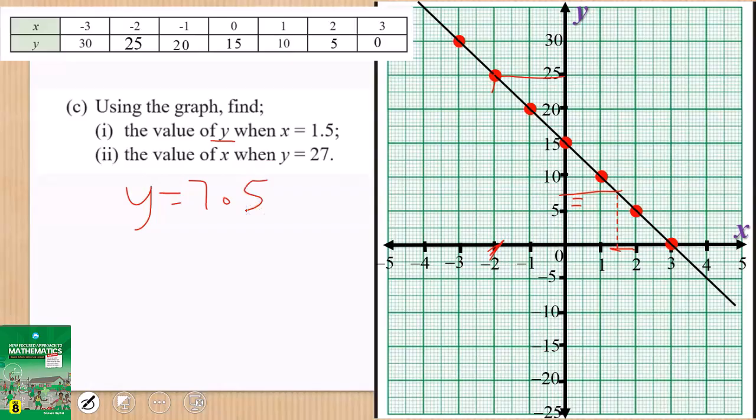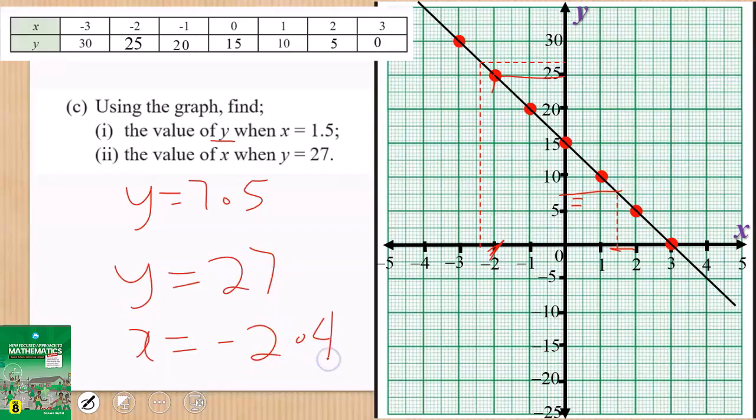Then again, when y is 27, 27 will be somewhere here. That's 25, so 27 will be somewhere here. And then we track it straight down, which also gives us -2.4. So when y is 27, x will be -2.4.